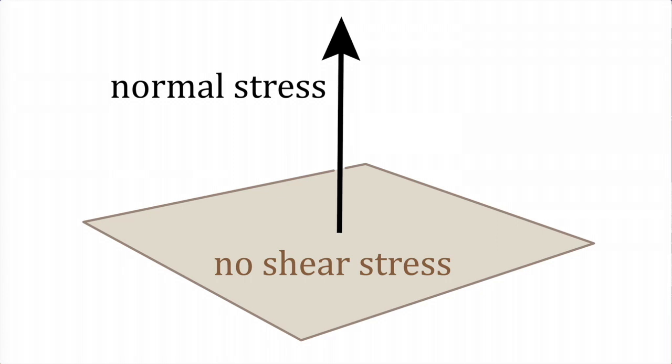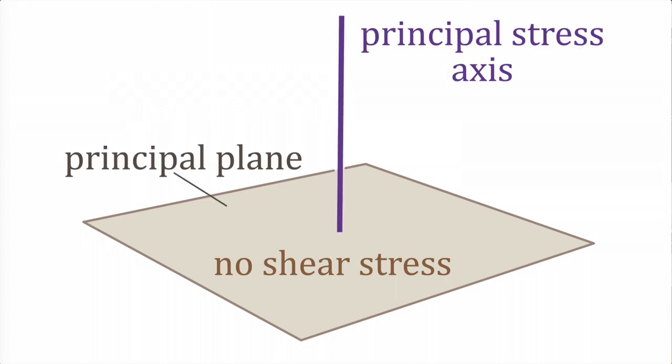So here's one of those faces, and it has a normal stress acting on it, but no shear stresses. Now that normal stress could be a tensile stress, as we illustrate here, or it could be a compressional stress. But the important idea in these illustrations is the total stress acting on that surface is acting normal to the surface, or perpendicular to the surface. And there are no shear stresses. A surface on which there are no shear stresses is called a principal plane. And the axis that extends perpendicular to a principal plane is a principal stress axis.